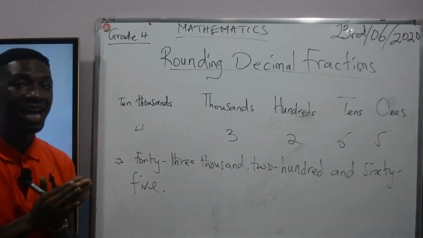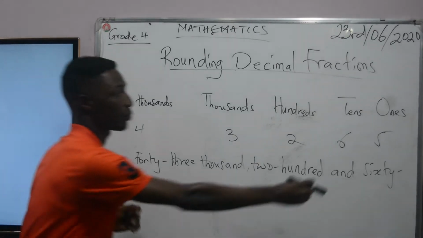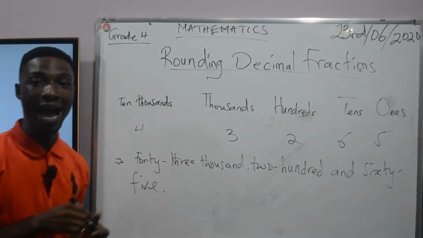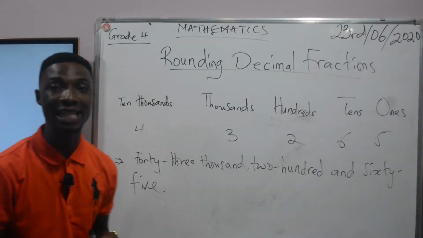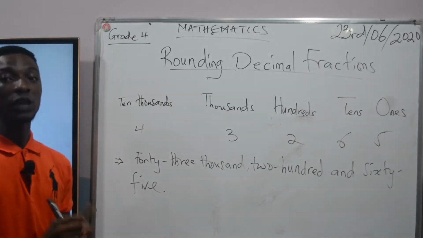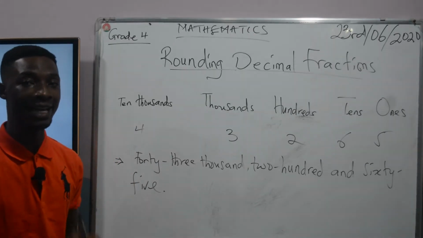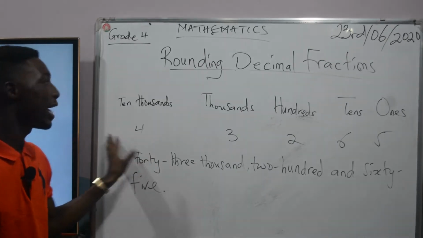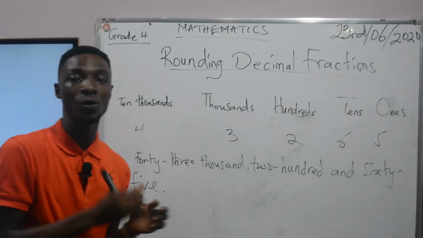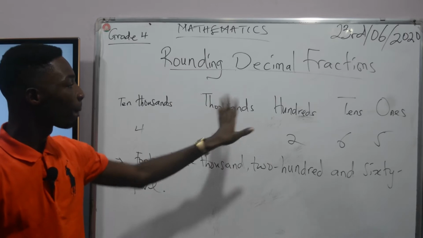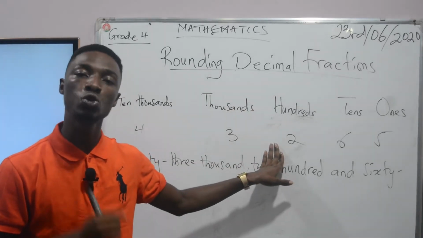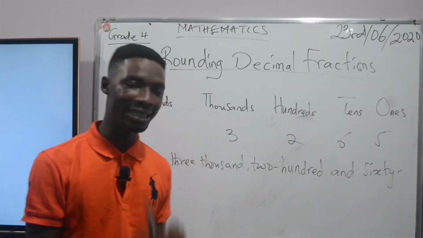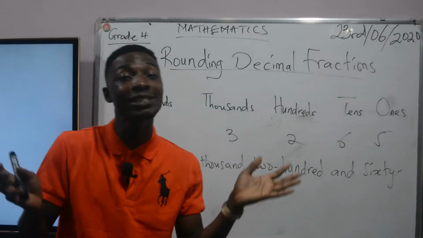So you can see that 5 has been placed at the ones position. 6 is placed at the tens position. 2 at the hundreds, 3 at the thousands, and 4 at 10,000. So because 4 is placed under the 10,000 heading, it is going to be called 40,000. Because 3 is placed under thousands, it is going to be called 3,000. I have 2 under 100, so it's going to be 200. I have 6 under 10, so it is going to be 60. And I have 5 under ones, so it is still 5.